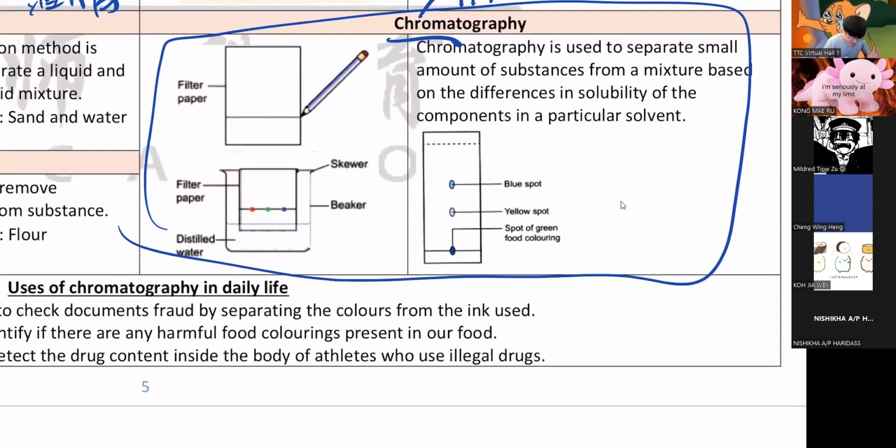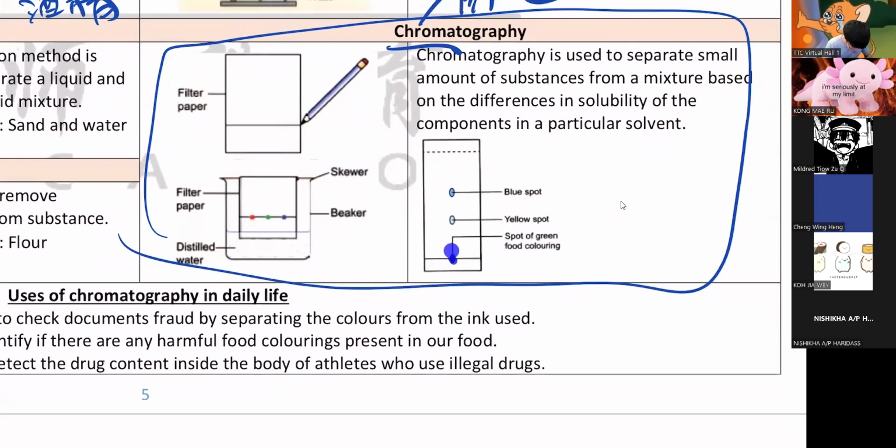So what is this? You don't really need to know this. This is just sort of an out of syllabus thing. So this is how you split color. This is to separate color.